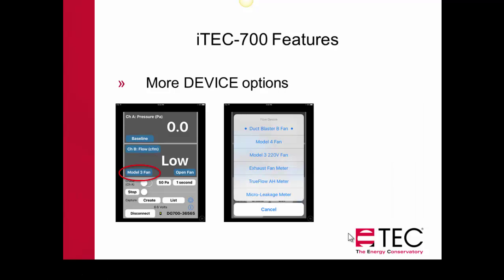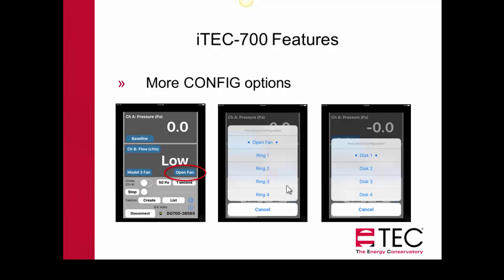There's more device options. We do have a micro leakage meter for the duct blaster fan that'll go down to 1/10 of a CFM. So we've added that, so an additional device option. And then we weren't able to add ring 4 to the DG700, but if you purchased a ring 4 for the duct blaster fan, it'll display those readings now, and then also the discs for the micro leakage meter are on there also.